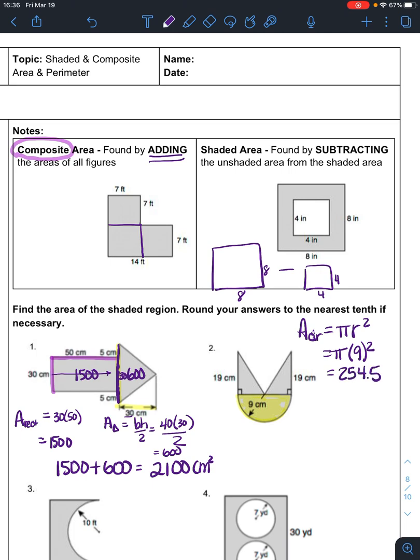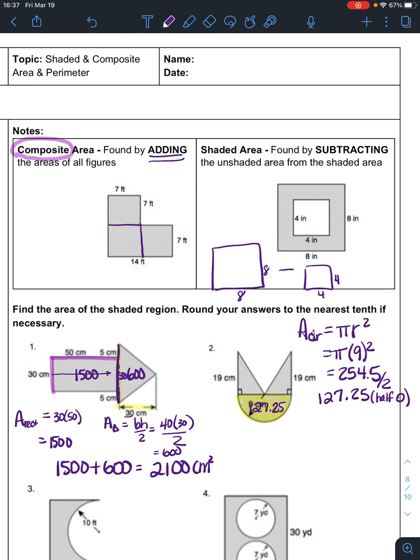254.5. Now I'm going to divide that by 2 and get 127. I rounded, I shouldn't have yet. 127.25 if I divide it by 2, because it's half a circle, right? Half circle. So the circle is 127.25. We'll round it at the end.